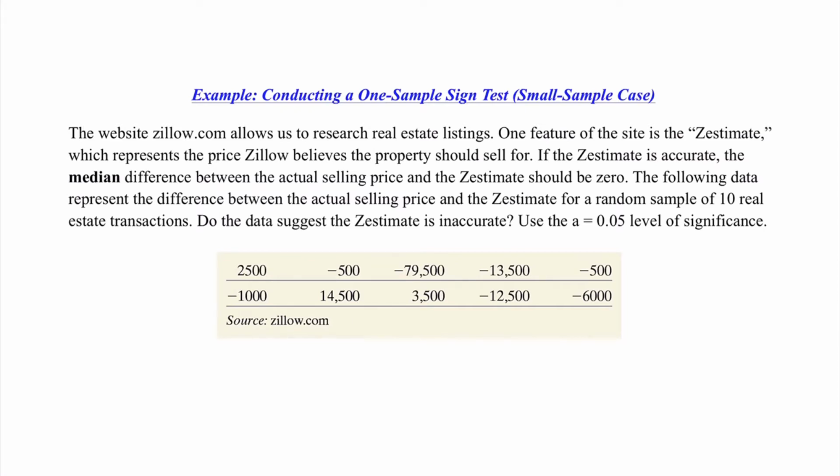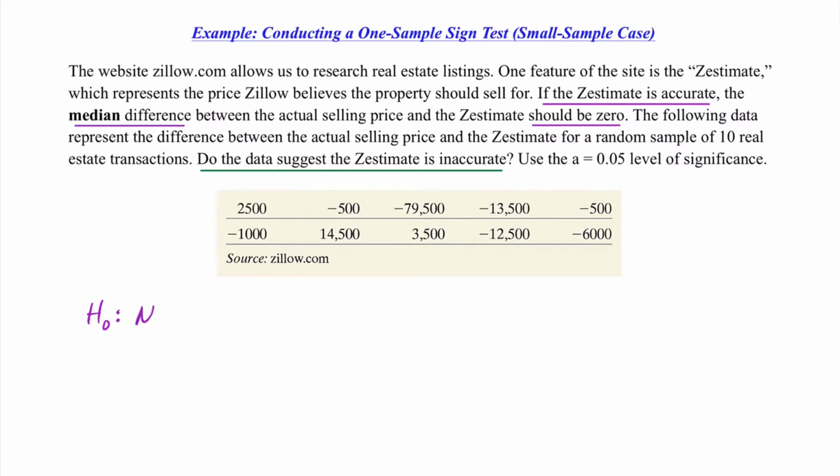Well, first, before we get into the hypothesis test, we need to make sure we're okay with the little bit of trickery used to ask this question. It's a bit of an indirect way to ask the question to conduct a hypothesis test because we're asked, do the data suggest the Z-estimate is inaccurate? Well, we were told if the Z-estimate is accurate, then the median difference between the selling price and the Z-estimate should be 0. So that's what allows us to realize we need to conduct a hypothesis test about the median, and our alternative hypothesis, since we're testing if the Z-estimate is inaccurate, should be that the median is not equal to 0. That is, our null hypothesis would be that the median is equal to 0, and our alternative hypothesis would be that the median is not equal to 0. So we've got ourselves a two-tailed test about the median.